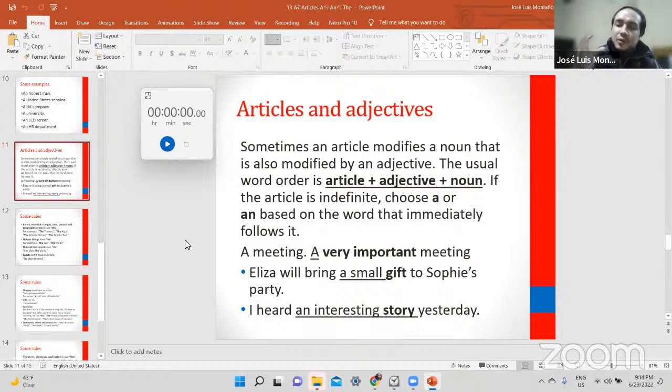It means that it's more complex and that we can connect the two ideas. So what do you say? What example can you give me with those two ideas, connected ideas, using two of these structures? Article plus adjective plus noun. A small gift, an interesting story, a boring movie, a tall person, etc., etc. What do you say?